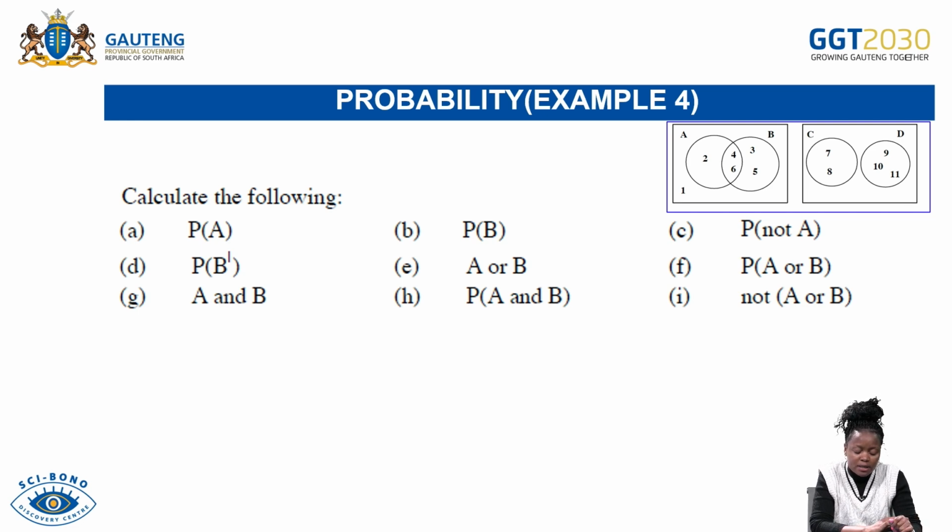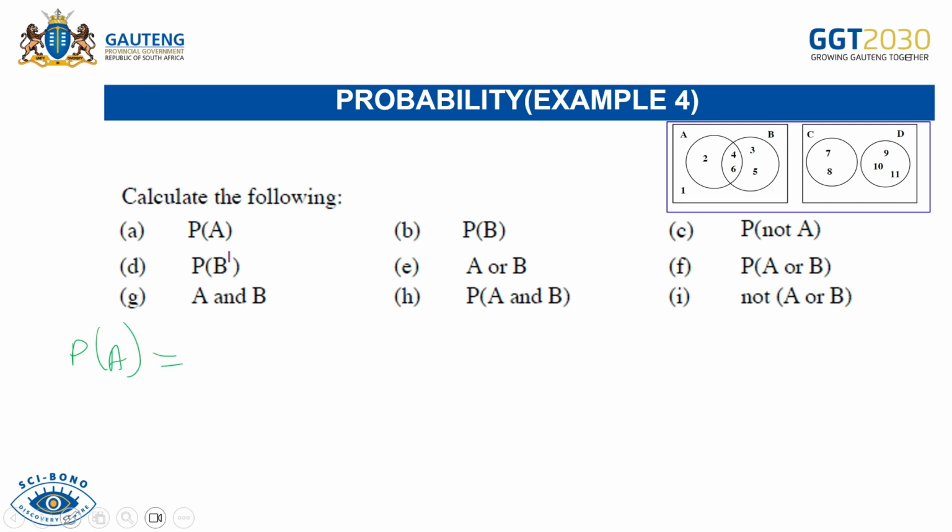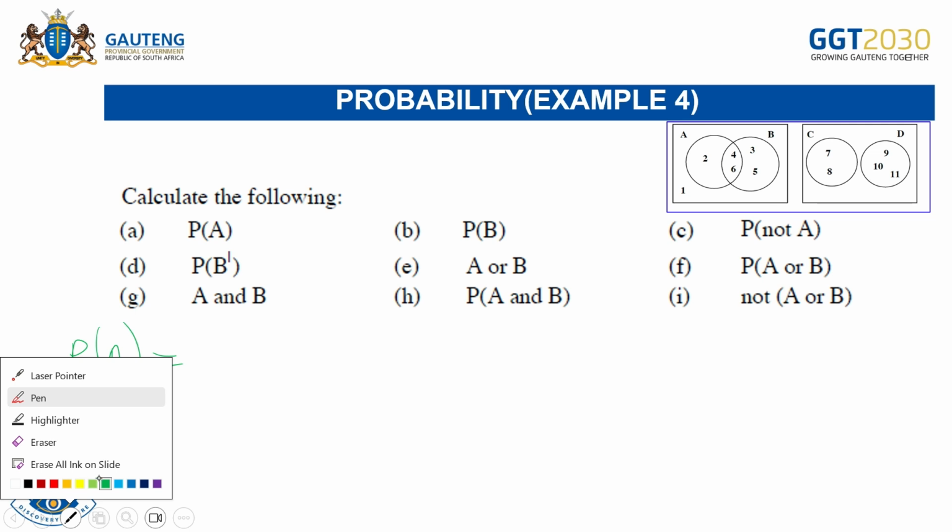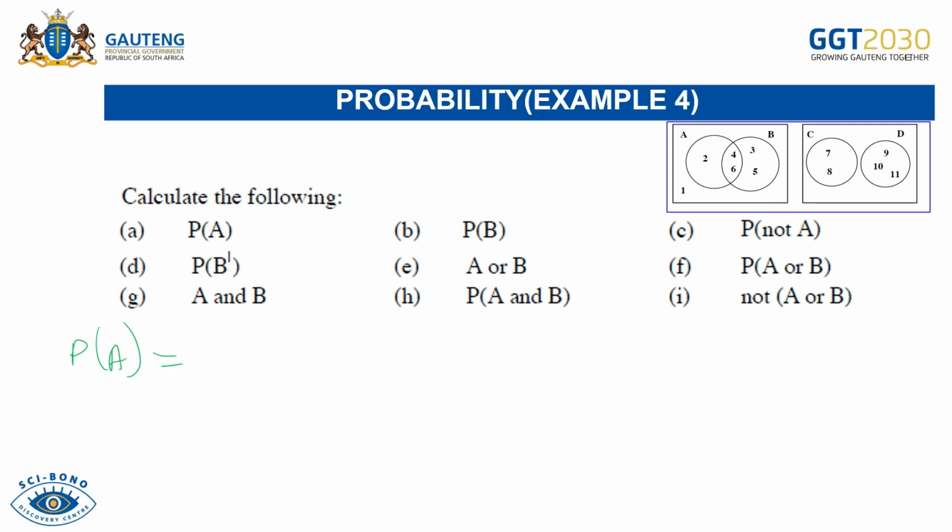It says calculate the following, A up until I. We have actually just answered all the questions. The probability of event A taking place: in event A you will have the 2, the 4 and the 6, right? So how many possible outcomes of event A taking place? It's 3 out of how many? Out of 6, which is going to be 1 all over 2.